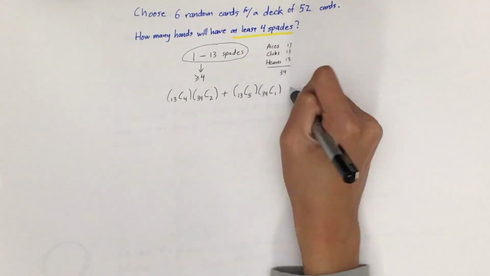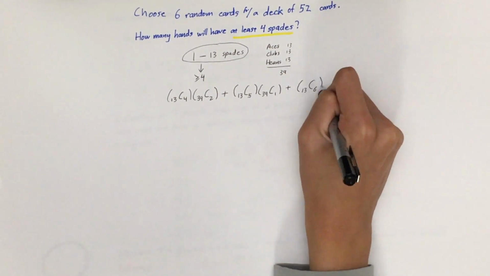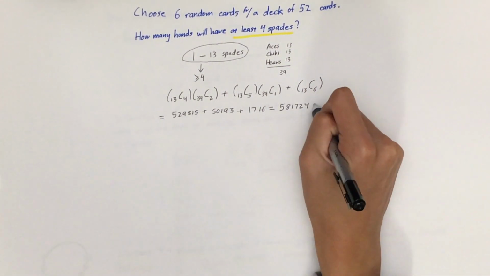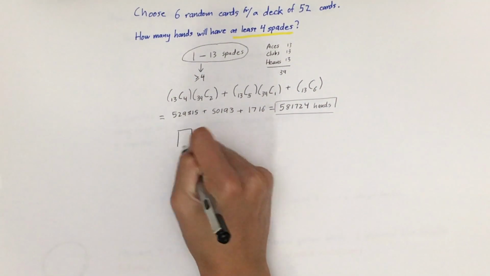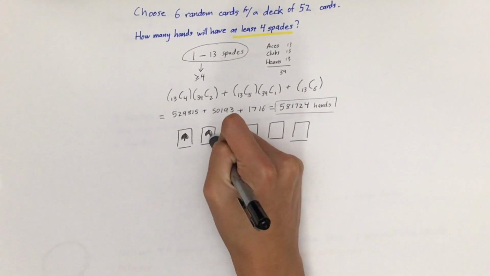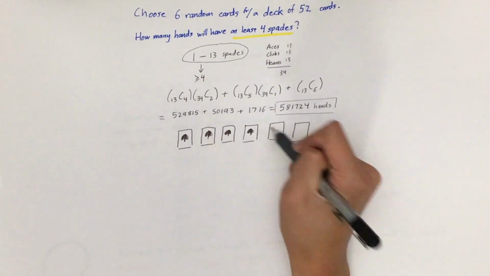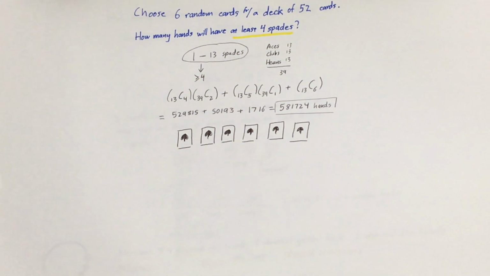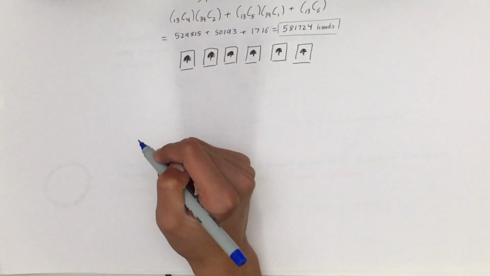So you can see that we're either taking 4 spades and 2 other cards, 5 spades and 1 other card, or 6 spades out of the 13 total spades. And if we add up all the possible arrangements together, then we get that there's 581,724 possible hands. So I'll just draw this out and maybe it'll be a little easier to see. So we're just picking 6 random cards, and it doesn't matter what the order is, we just want 4, 5, or 6 spades, and we want to see how many hands are going to have this number. Alright, on to the next.